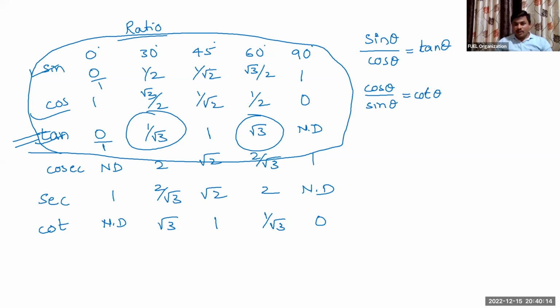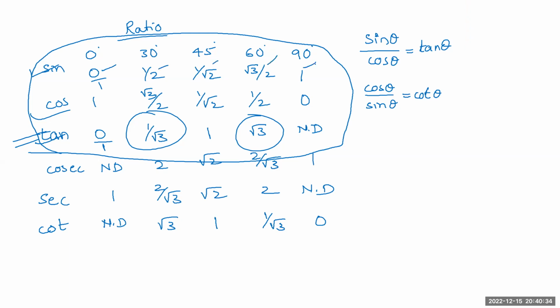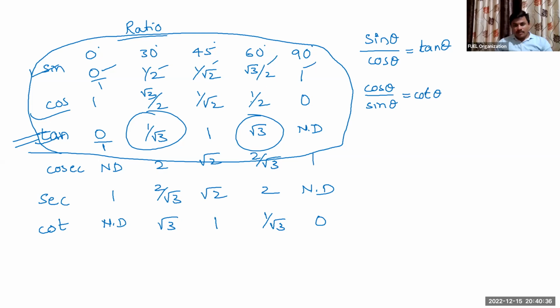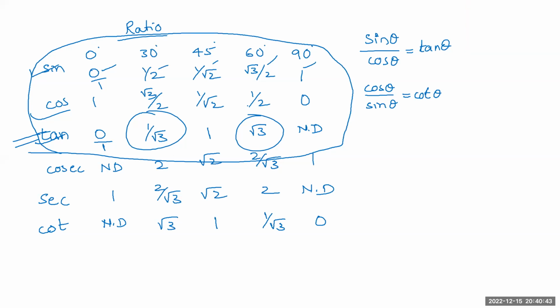If you are facing difficulty remembering this chart, meaning the starting values 0, 1 by 2, 1 by root 2, there is one easy method also. If you want, I will tell you, or else it's not so important. You can remember these values: 0, 1 by 2, 1 by root 2, root 3 by 2 and 1. Okay? Everyone agrees with me that you can remember these values? Yes, sir. Okay.